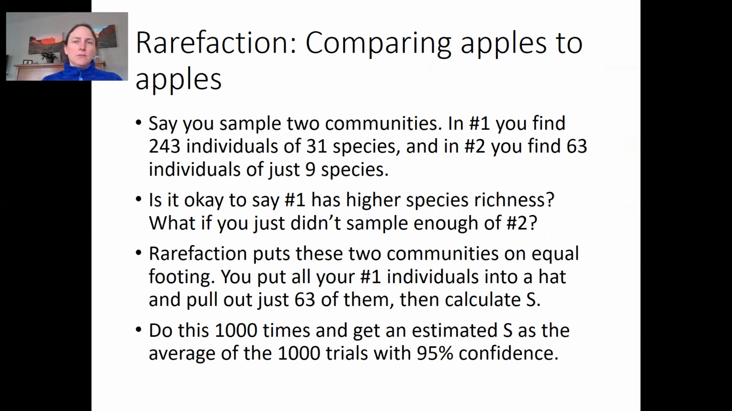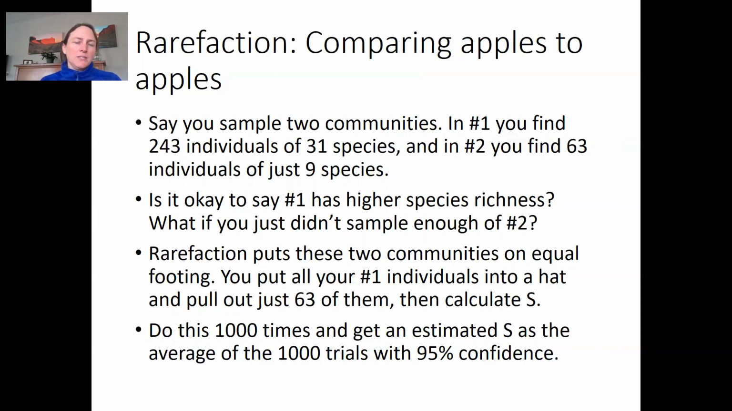So say you have two communities. In the first one, you find 243 individuals of 31 species. And in the second community, you find 63 individuals, but of only 9 species. Is it okay to say that community number 1 has a higher species richness? What if you just didn't sample enough of community number 2?